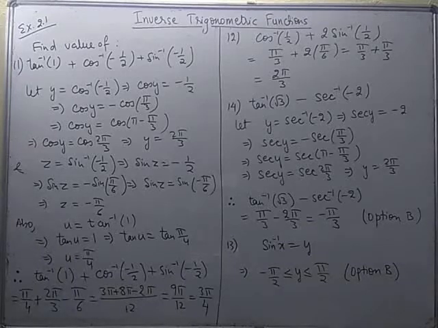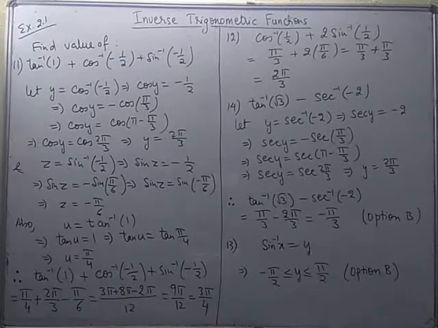Children, a few more examples involving principal values for inverse trigonometric functions. The 11th one is about finding the value of tan inverse 1 plus cos inverse minus 1 by 2 plus sin inverse minus 1 by 2.